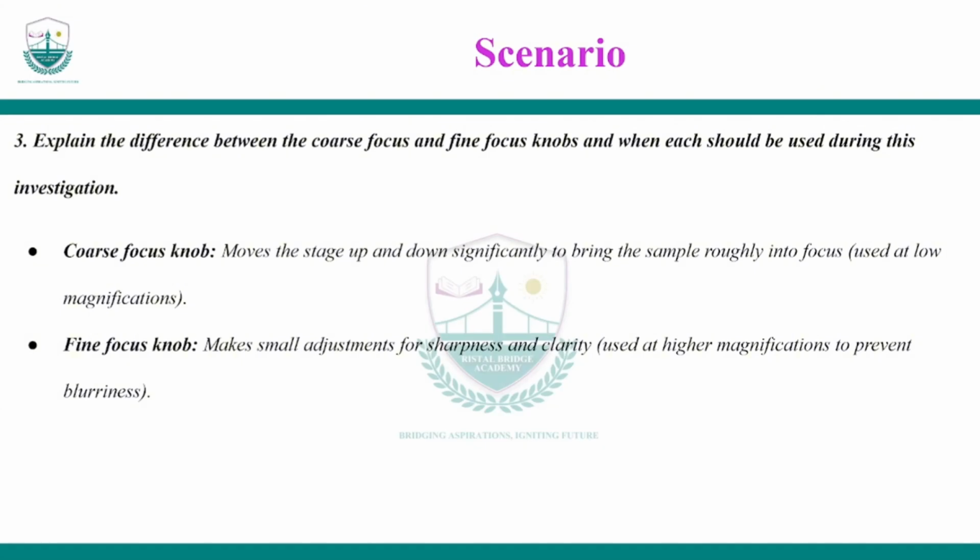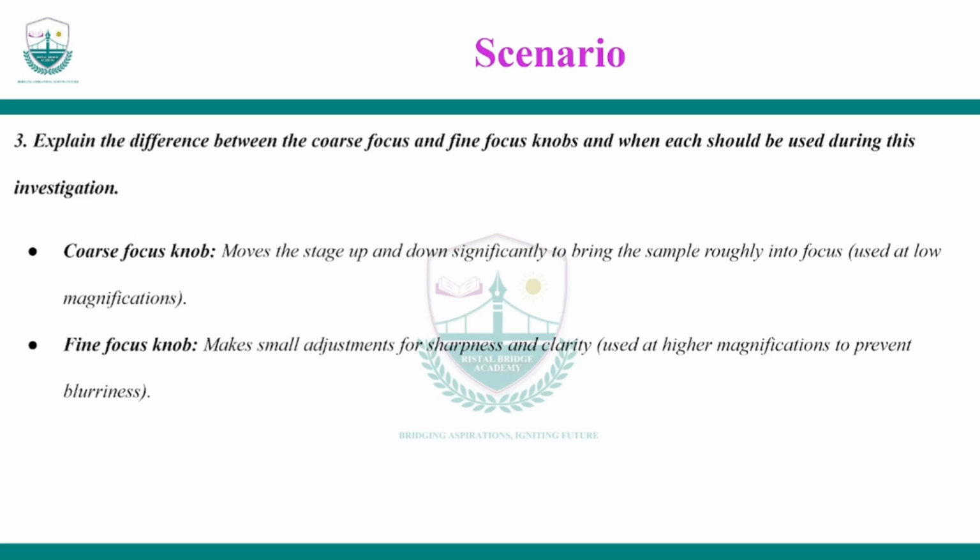So what's the difference between coarse focus and fine focus knobs, and when do you use them when you're observing, for example, this sample? The coarse focus knob is basically to move the stage up and down such that you can bring the sample into focus. Okay, and this is used when you use that lower magnification.